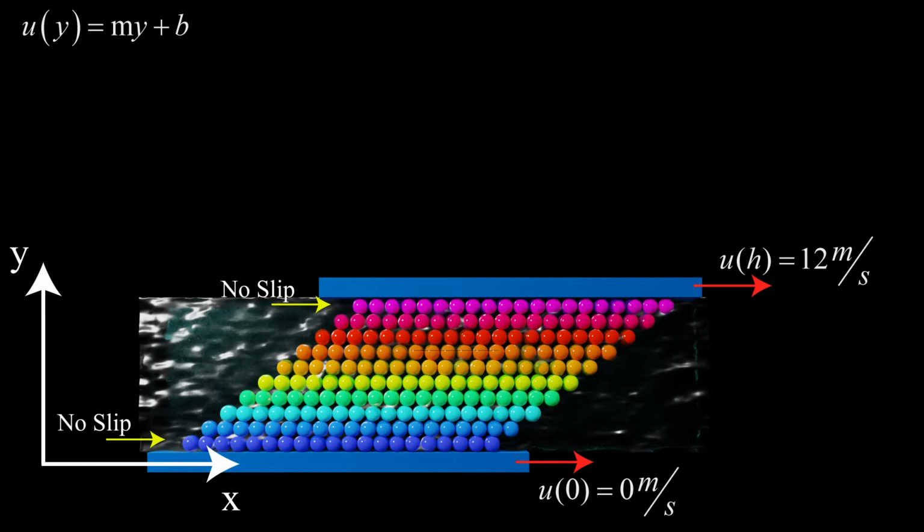Here, u of y is the velocity of the water moving in the x direction as a function of y. y is the distance from the origin in the y direction, and both m and b are parameters we need to determine based on our boundary conditions.